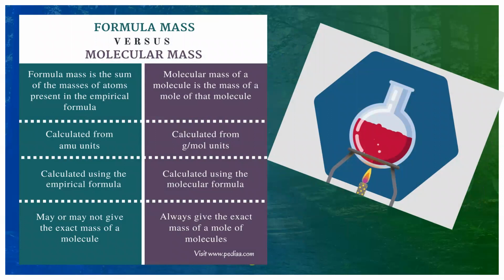Another comparison, formula mass versus molecular mass. Formula mass is basically the sum of the masses of atoms present in the empirical formula. So you can calculate formula mass using the empirical formula. The molecular mass of a molecule is the mass of a mole of that molecule, and you can calculate molecular mass by using the molecular formula. Molecular formula always gives the exact mass of 1 mole of molecule, but formula mass may or may not give the exact mass of the molecule. The unit of formula mass is atomic mass unit, but you can calculate molecular mass in gram per mole units.